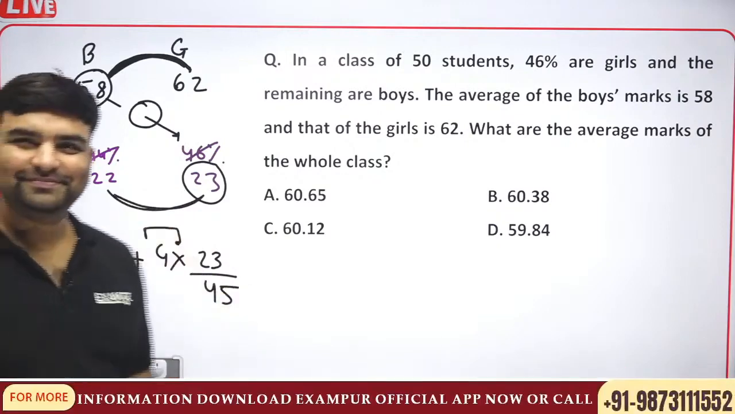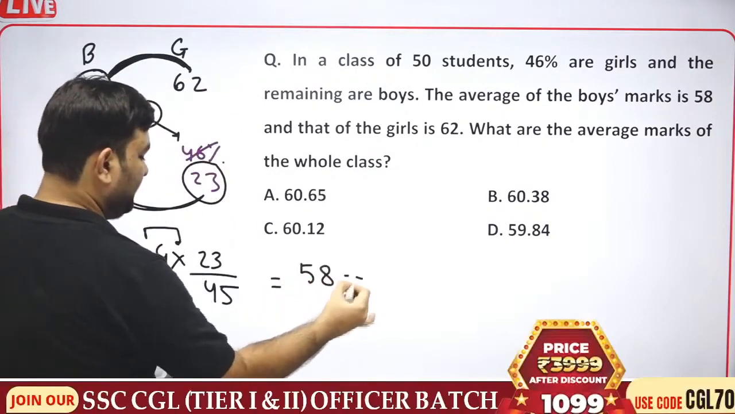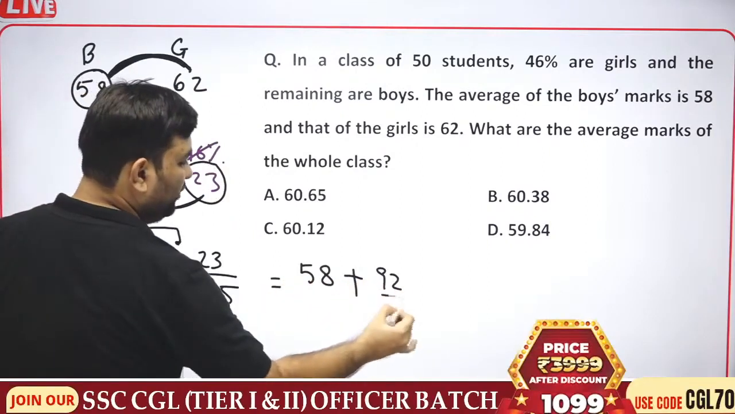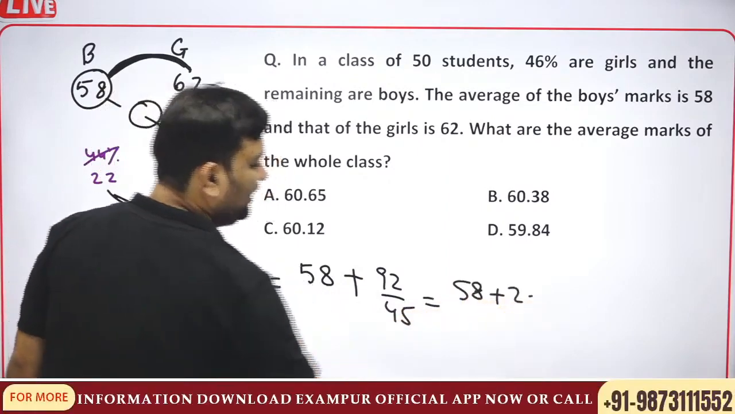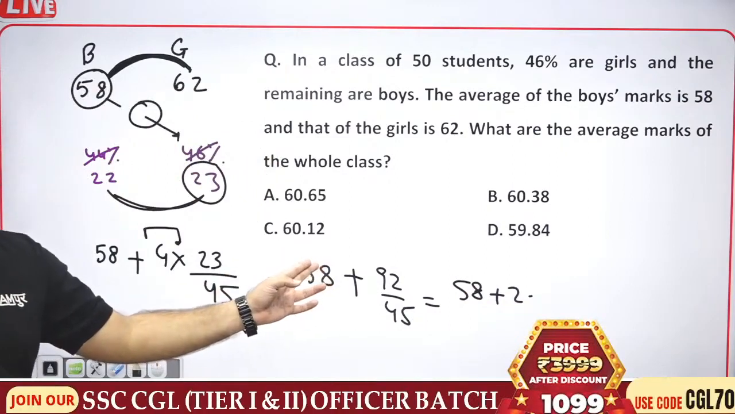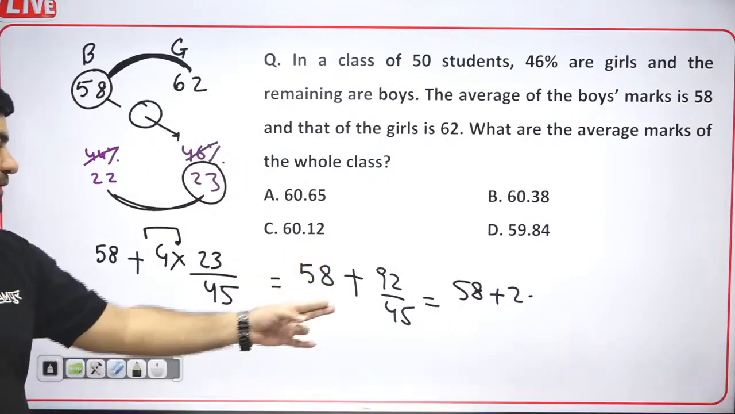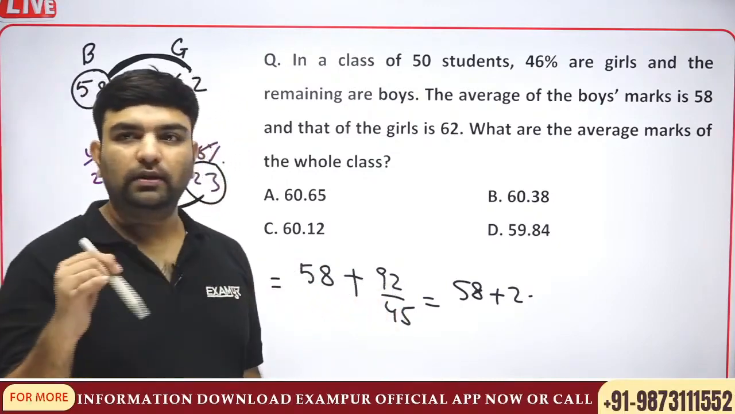Over 58 plus 92 by 45, it is 2 point something only, 2 point very small number, yeah? 45 into 2, 90. Then 2, you will make.